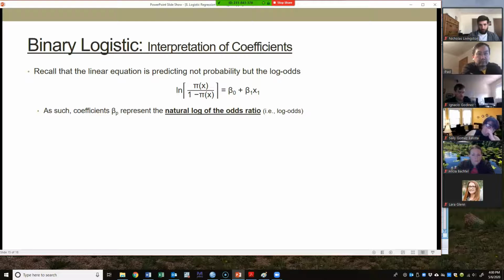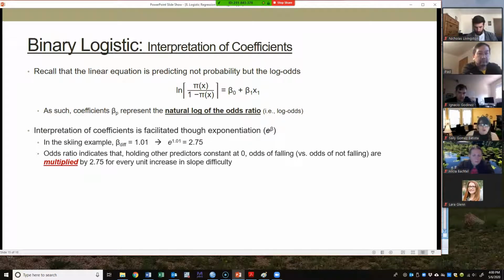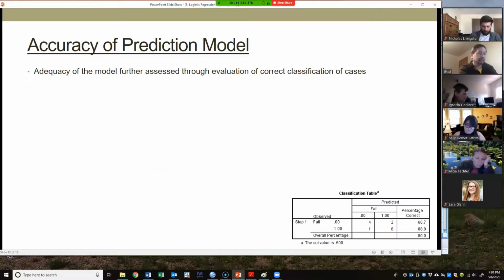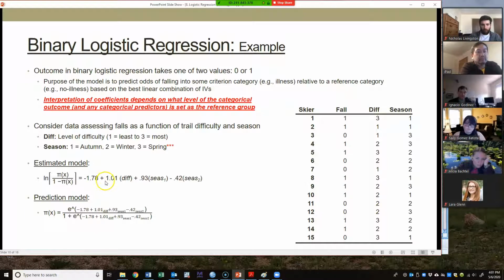But what we can do is exponentiate them to help them make a little more sense. If I want a literal interpretation of my coefficients, I can exponentiate: I take base e to that coefficient, and this gives me an odds ratio. For example, in my skiing example from before, my coefficient for difficulty is 1.01. This means that for every unit increase in difficulty, I'm seeing a 1.01 increase in the log odds of falling versus not falling.